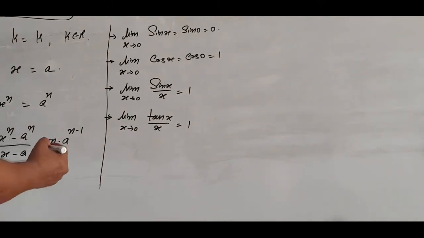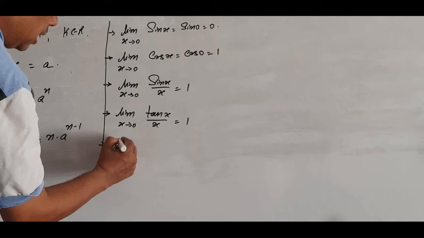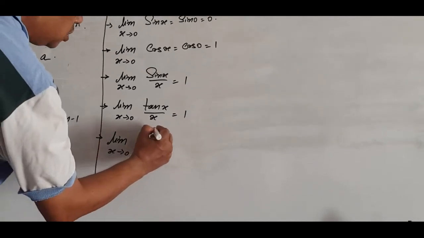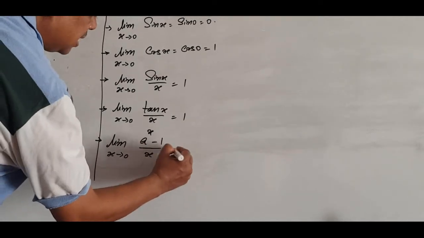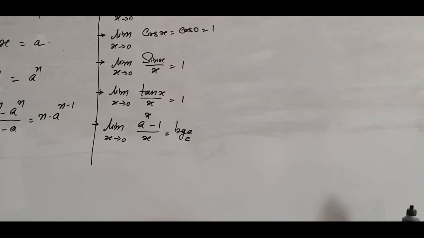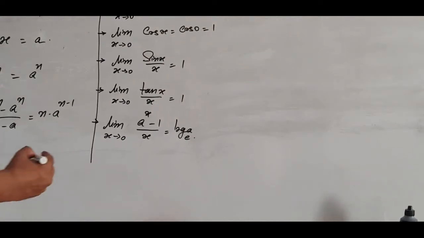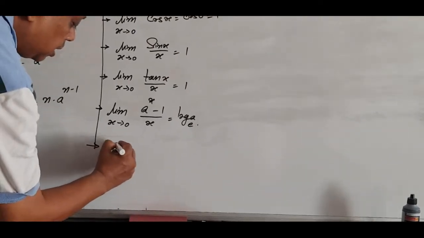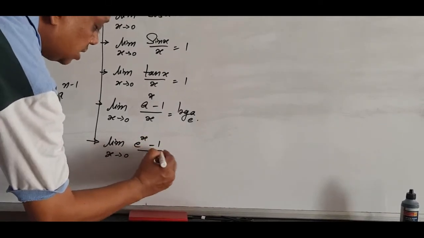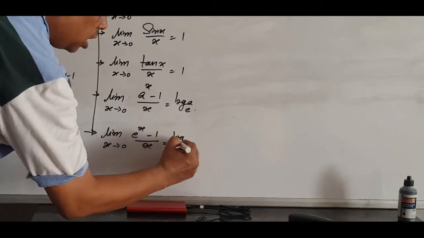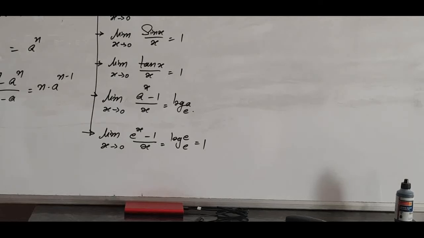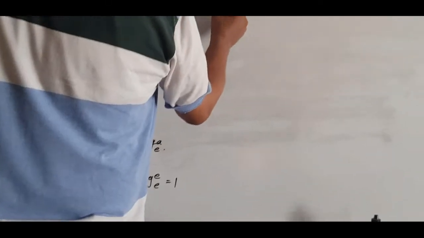Okay? There are a few more things like that. The limit of x tends to 0, (a raised to x minus 1) upon x is nothing but log of a to the base e. These results are very, very important. Similarly, limit of x tends to 0, (e raised to x minus 1) upon x is also log e to the base e, but that is equal to 1. Few more things are there like that.